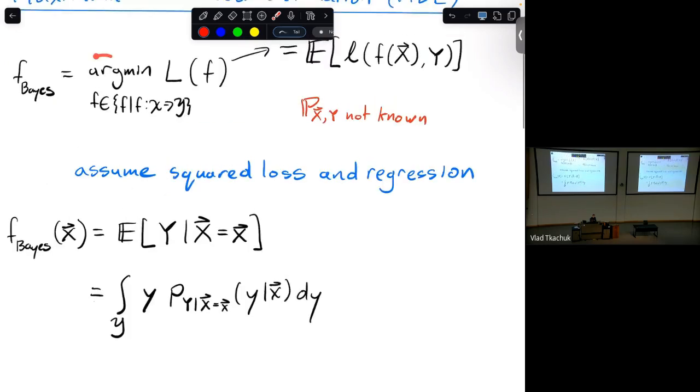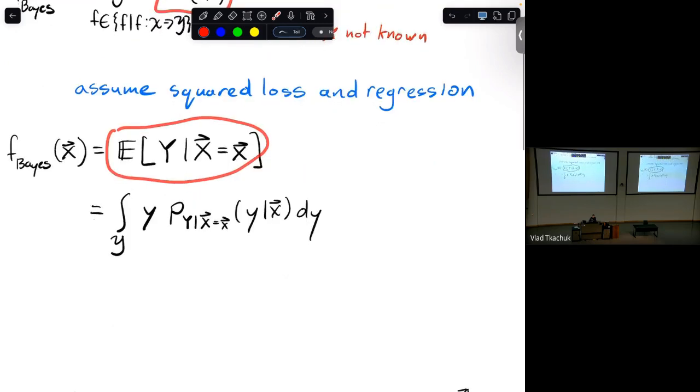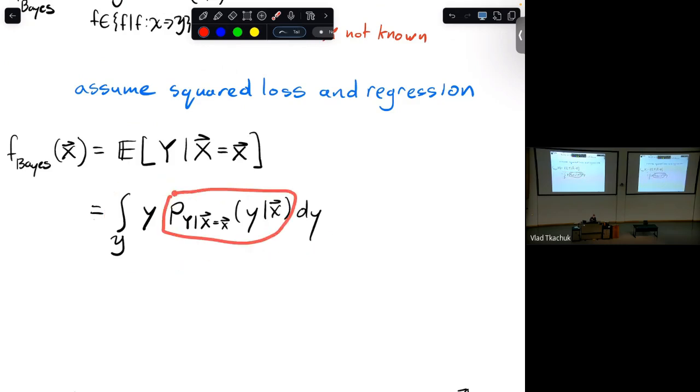So the argmin business has already been done over the true risk. It turns out to look like this. And now all that's left is to just do this calculation. And to do that calculation, all we really need is this quantity. And so we just need to estimate that PDF.